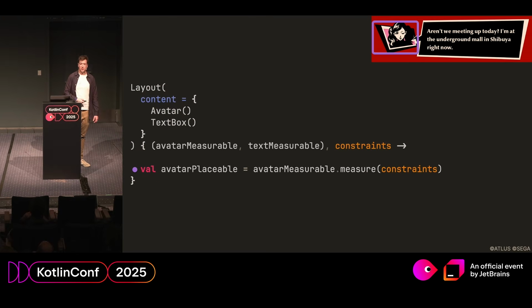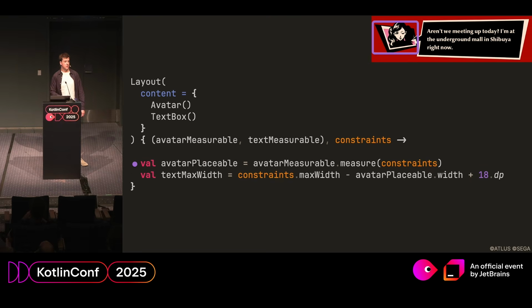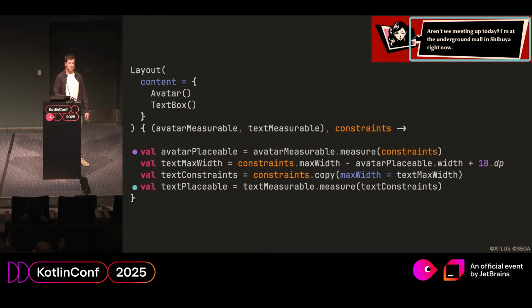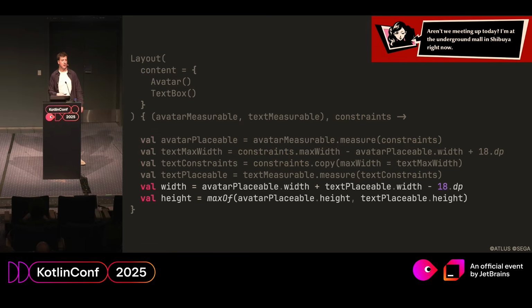The avatar is simple. It just gets to be as big as it wants to be, no custom logic. The text is slightly more complicated because we're going to have to do a little bit of maths. So here we want to take the total width of the row that we're displaying in, and then actually subtract how big the avatar was, and then add in a little bit of overlap padding here. So I'm going to say that that's roughly 18 dp. Once we've got that in place, we can create some new constraints and measure our text to get a text placeable. We'll calculate some width and height.